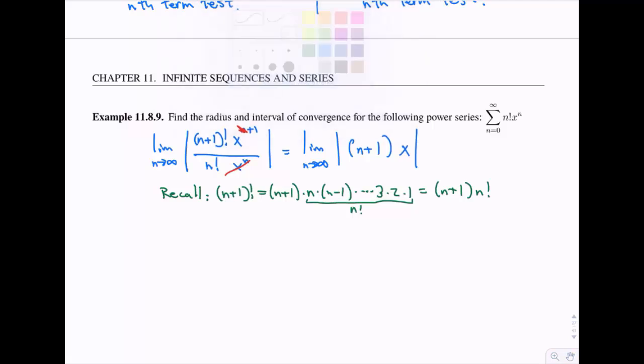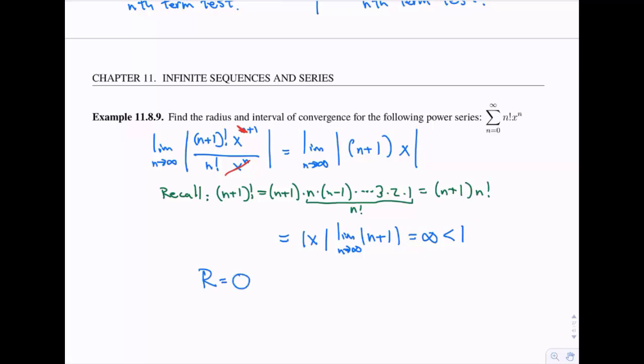Okay, back to what I was saying about this limit, right? We can go ahead and factor out this absolute value of x because it's constant with respect to n. There's no n's in it. And now the limit as n goes to infinity of the absolute value of n plus 1 is infinity. And when can I have this less than 1? And the claim is, well, you can't, right? So in this case, according to our convention, as above, we said that the radius of convergence is 0.